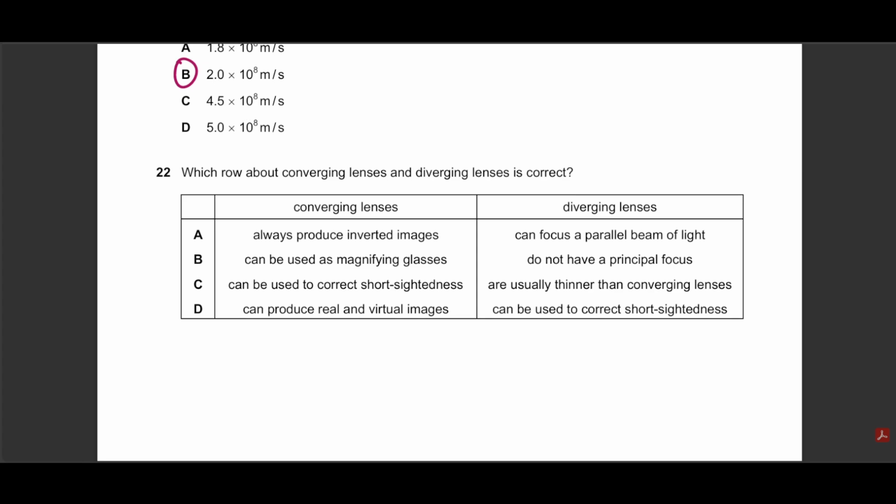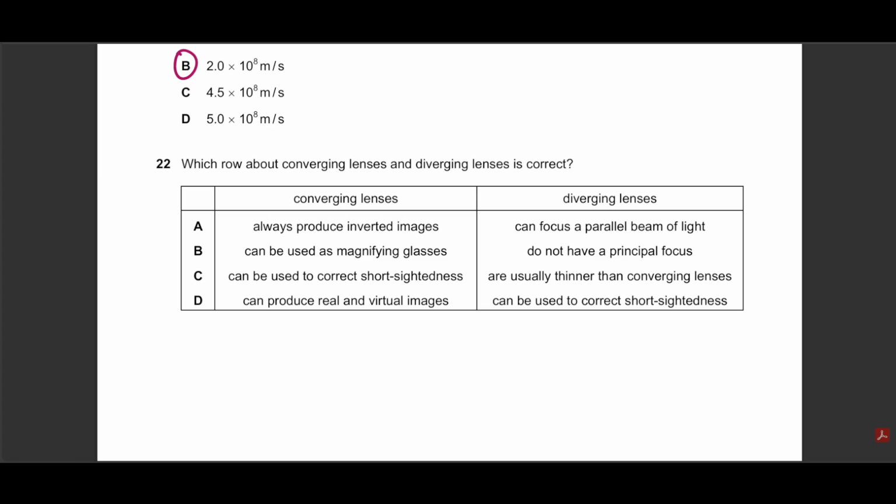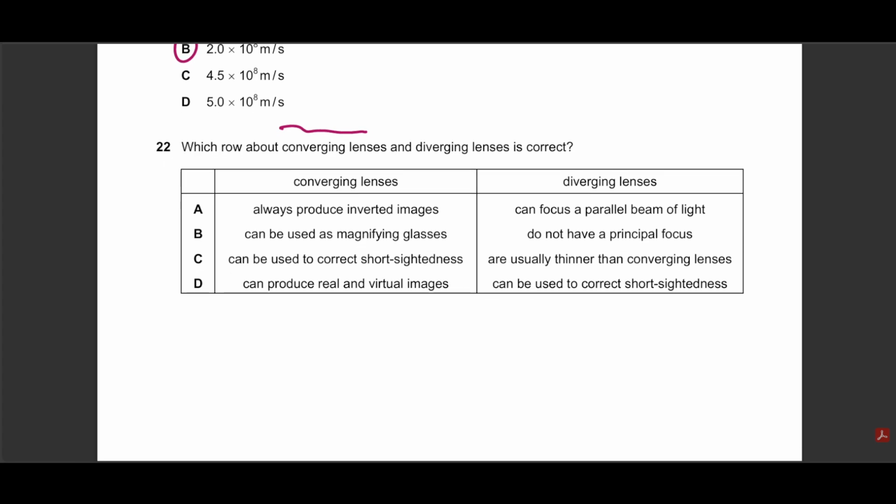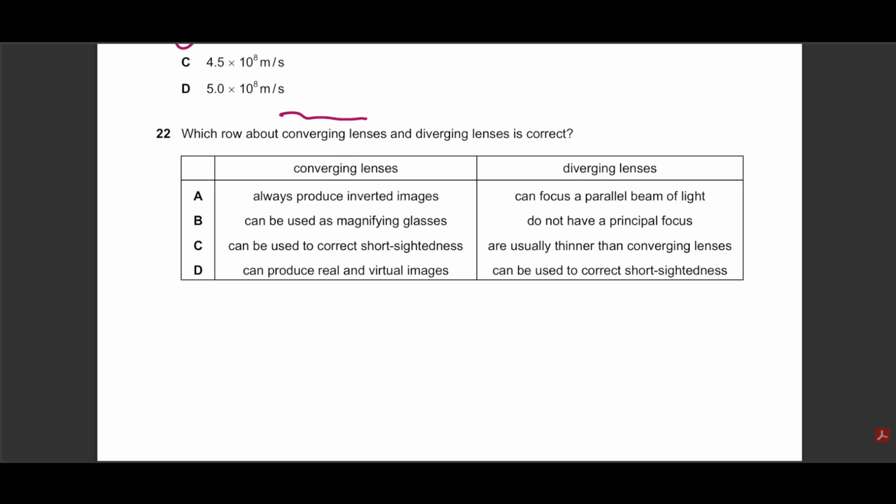Question number 22 states we need to provide some correction to a person who is going to observe converging lens. So what are converging lenses and diverging lenses used for? Again, a question from memory. Converging lenses always produce an inverted image. They don't always do that, but they generally do. Can we use a magnifying glass? Yes, that's true. Correct short-sightedness? Not so much, probably.